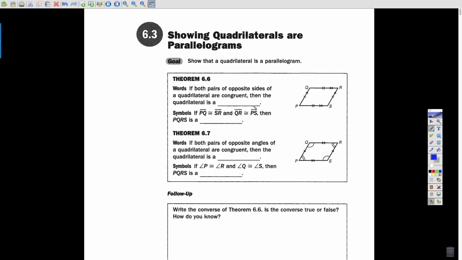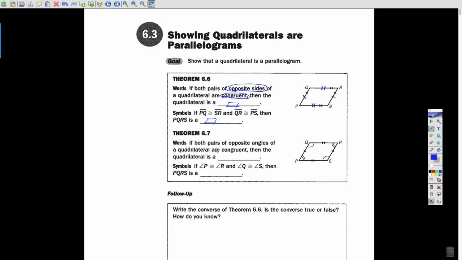We have two theorems. The first one says if both pairs of opposite sides of a quadrilateral are congruent, and I want you to pay attention, it is the opposite sides that are congruent, then the quadrilateral is a parallelogram. So in this case, if both PQ and RS are congruent and QR and PS are congruent, then we've got a parallelogram PQRS.